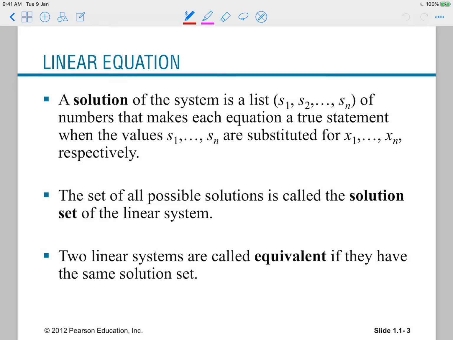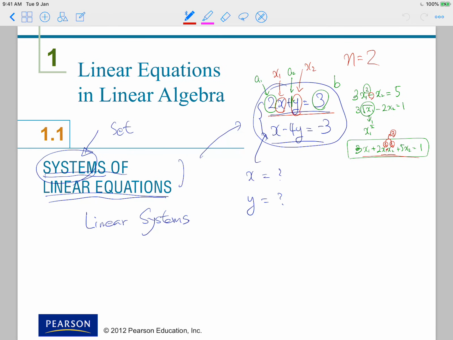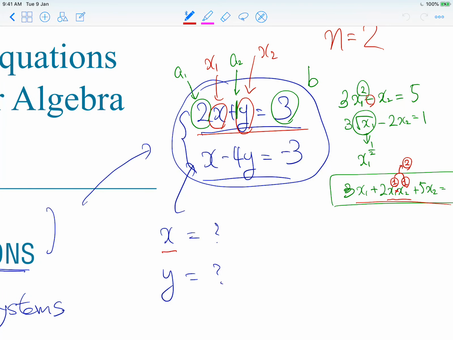Then what is the solution for this linear system? The solution is the specific values of these variables. For example, in this case, the solution will be this one. If we plug in x and y with 1, we can see that each of these equations is satisfied simultaneously. That is the meaning of the solution.